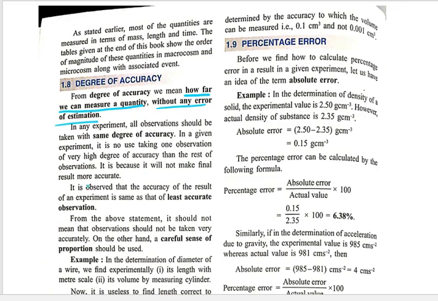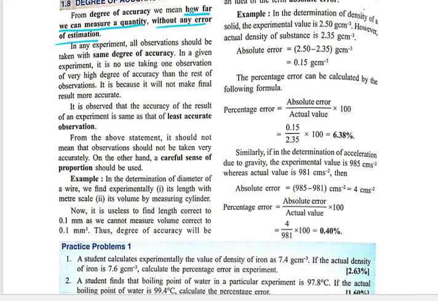Okay, now it is observed that the accuracy of a result of an experiment is the same as that of the least accurate observation. So you need to remember this paragraph, that is, the accuracy of a result of an experiment is the same as that of the least accurate observation. Okay.